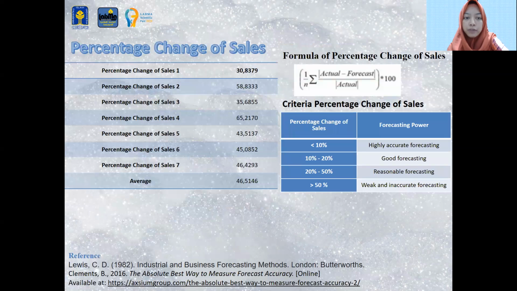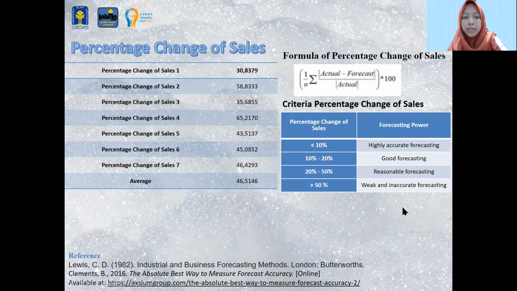Here I want to clarify that in our study, there is no mean average percentage error or MAPE value. It's just that the term MAPE in the abstract is the percentage change of sales. We calculated the percentage change of sales from each iteration with this formula. And the average percentage change of sales of 7 iterations was 46%. From the criteria table, it can be seen that the research was in reasonable forecasting.